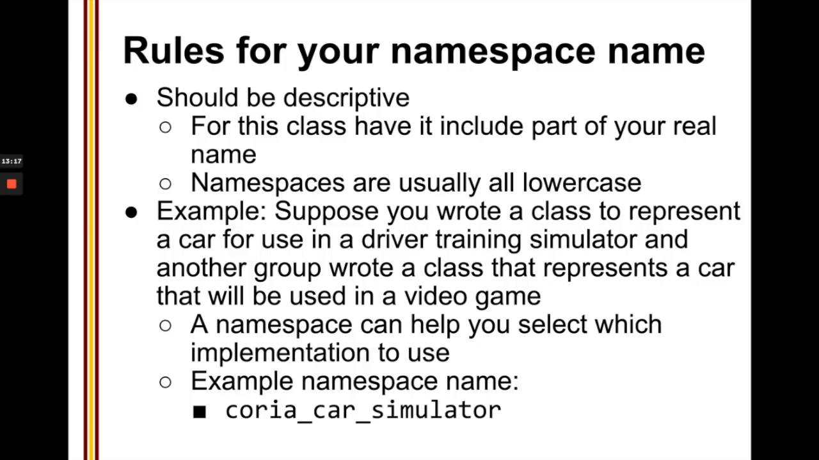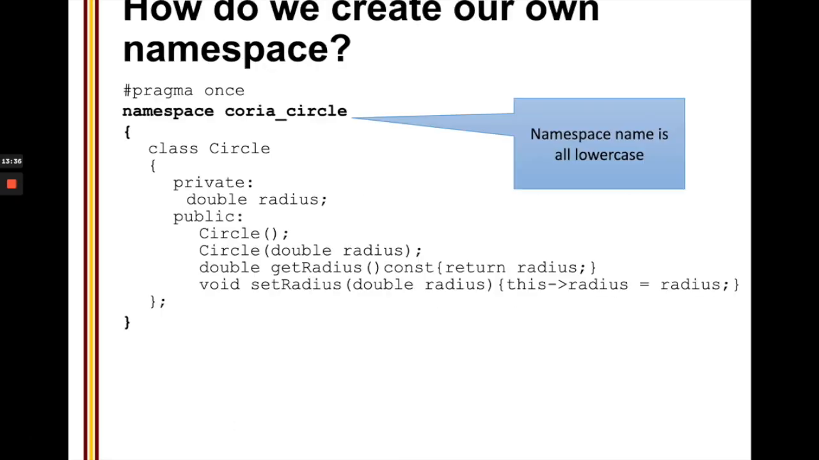So make sure it's a descriptive name. For this class, maybe part of your name. Namespaces are typically all lowercase. Here's an example. Say you wanted to write a car simulation class. I might name my namespace coria_car_simulator.